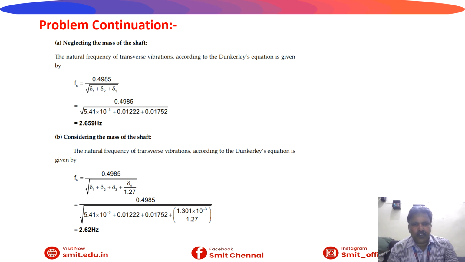Considering the mass of the shaft, then del S will come as 1.27. We have to use Dunkerley's equation. This is actually that equation. Based on that only we are having this expression. Upon substitution you will get 2.62 hertz.